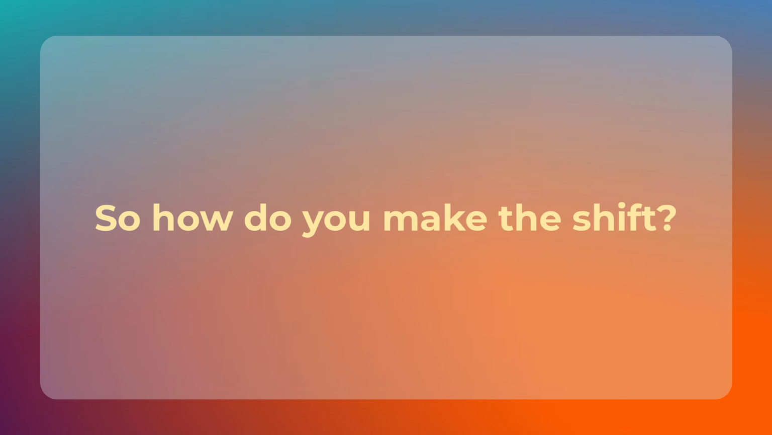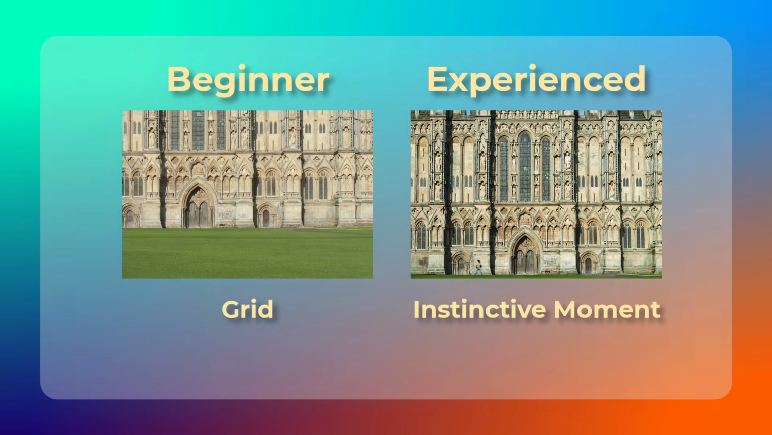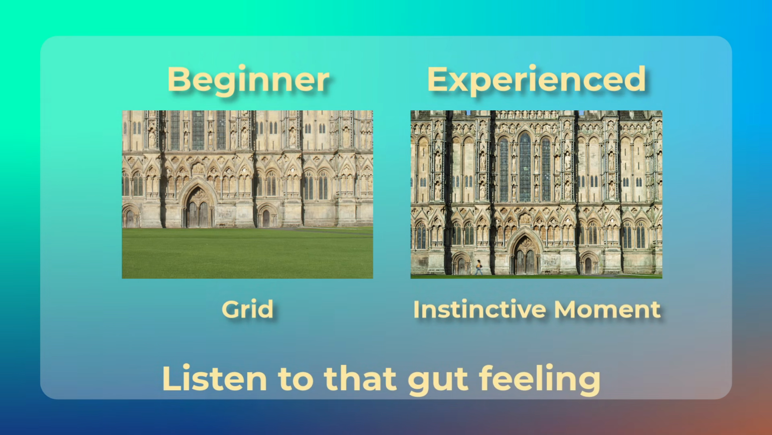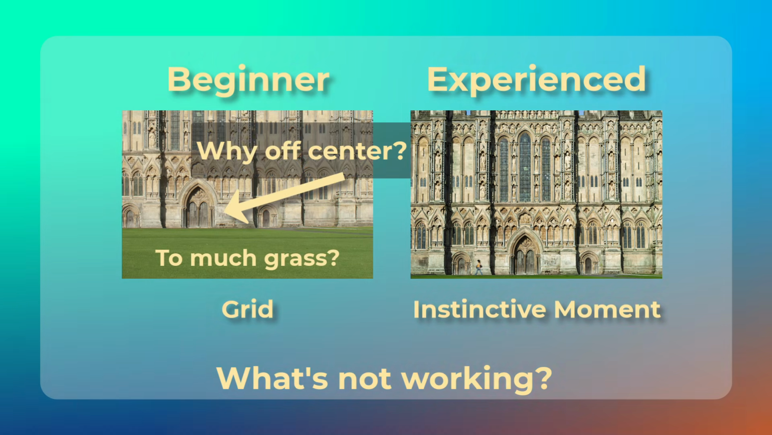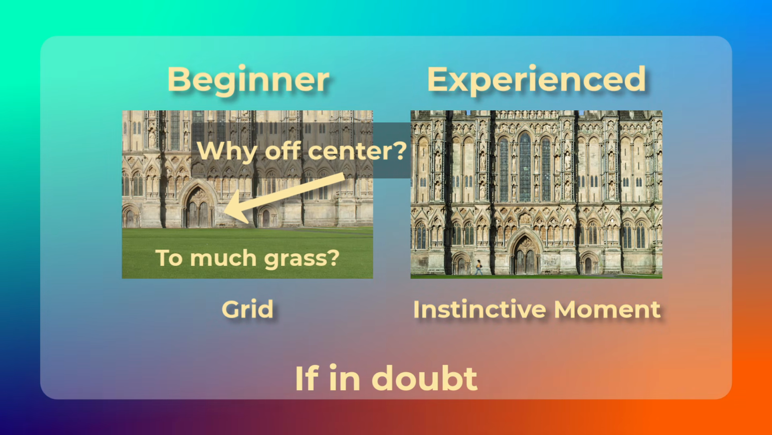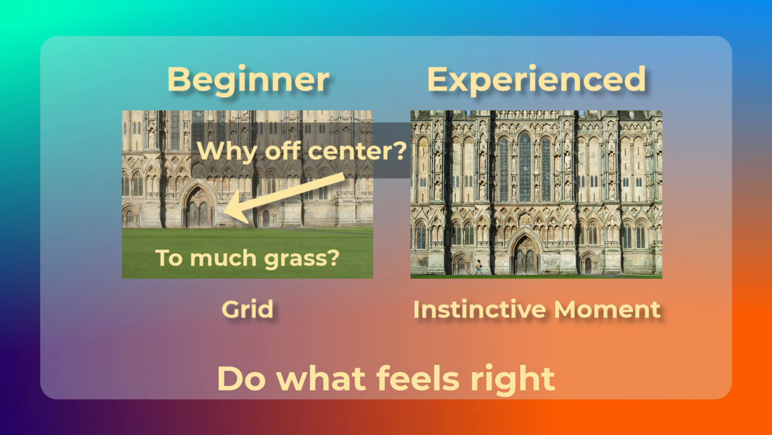So how do you actually move from one system to the other? Well, you stop trying to place everything perfectly from the start, and instead you start reacting. Take the shot. Look at it. Ask yourself what's not working. Is there something too close to the edge? Is there something overlapping that shouldn't be? Is there something pulling your eye away from the subject? Then move to fix it.